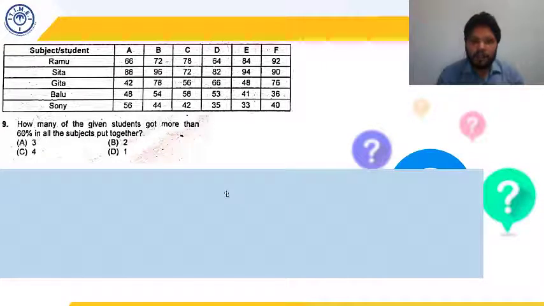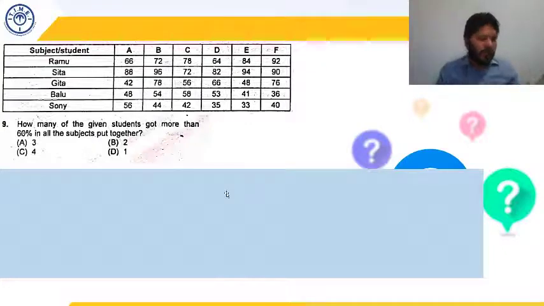Similarly for Sita, Sita hasn't got less than 60 marks because total marks is 100 for every subject, and she has not got less than 60 marks in any of the subjects. So again, her percentage is also not going to be less than 60%. So Sita is also going to be in that list of students who have got more than 60% marks. Similarly for Geeta, she has got in some of the exams more than 60 and in some of the exams less. Leave Geeta for now. Let's see for Balu.